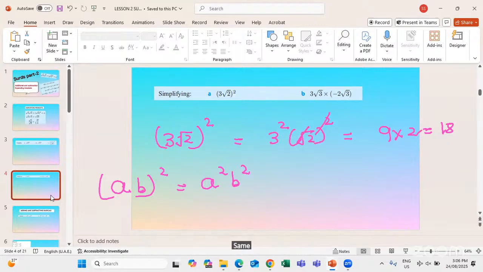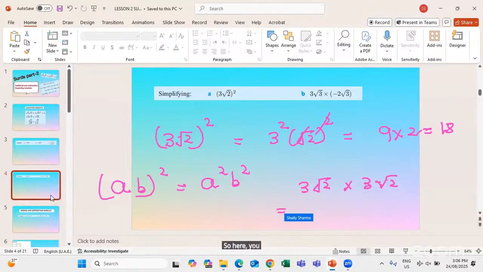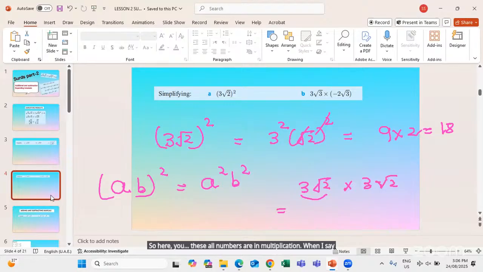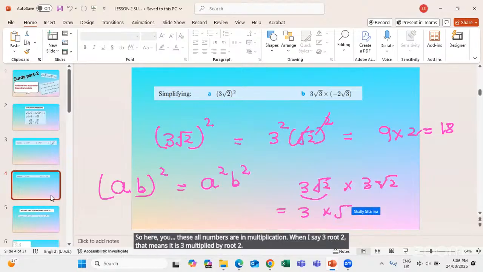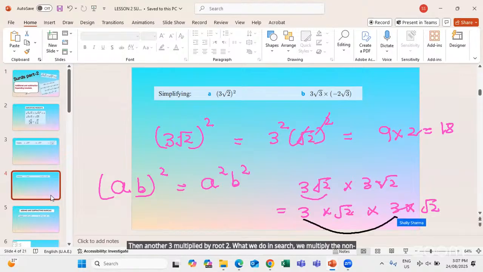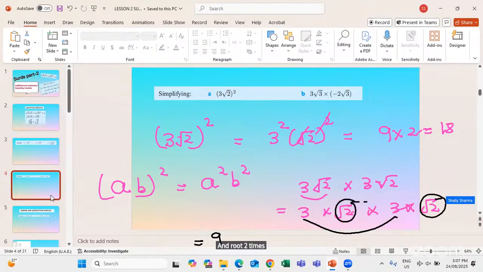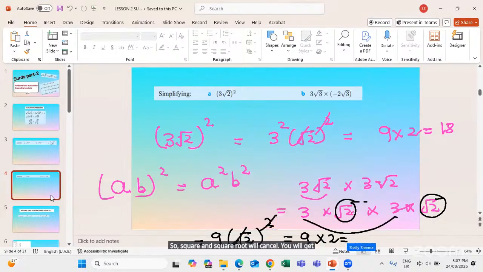Same question, you can do it in one more way. You have 3 root 2 square. That means 3 root 2 times 3 root 2. So here all these numbers are in multiplication. When I say 3 root 2, that means it is 3 multiplied by root 2, then another 3 multiplied by root 2. What we do in surds, we multiply the non-surd parts together. So 3 times 3 which is 9, and root 2 times root 2, that is root 2 squared. So square and square root will cancel.